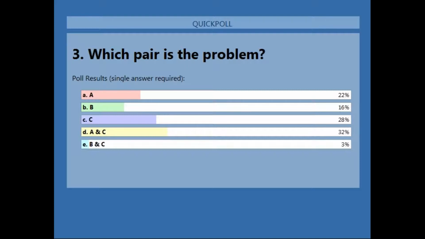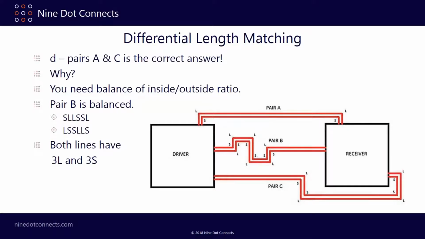So very good. 32% of the people out there are either very sharp or have seen my webinars before. So yes, the answer is D. A and C is the correct answer. So the concept is balancing the inside and the outside ratio.